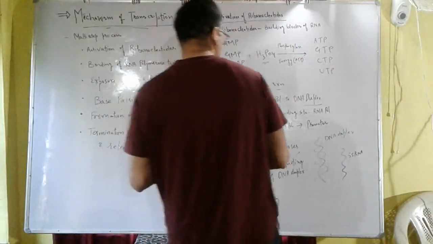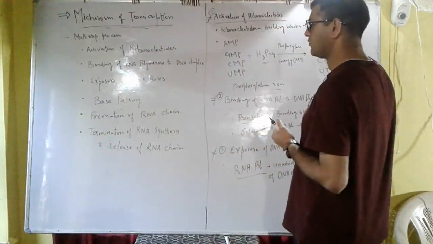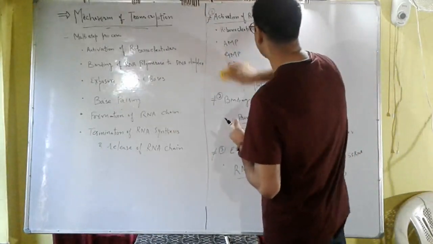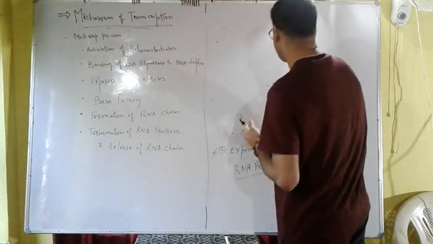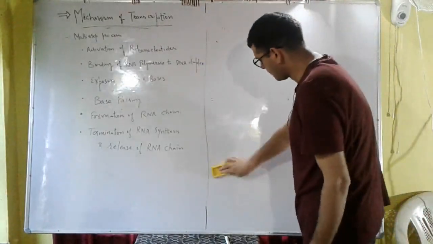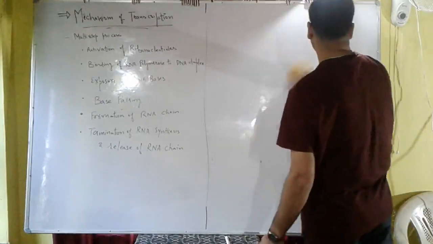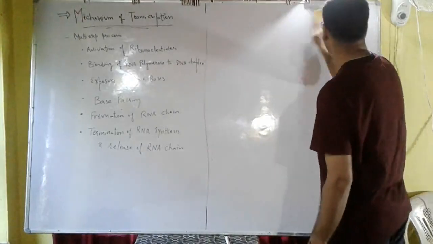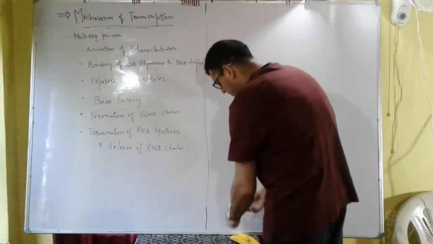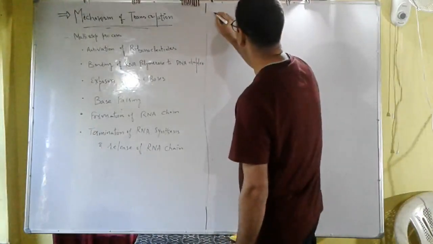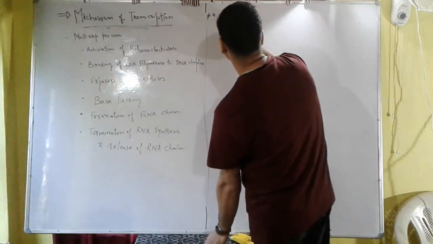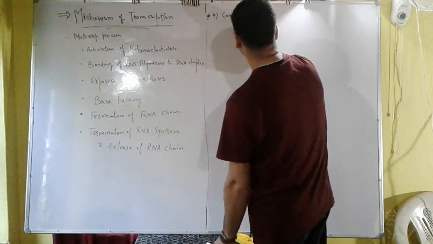Then we have another point. We have discussed three points. Then the fourth point is base pairing, complementary base pairing we can say.